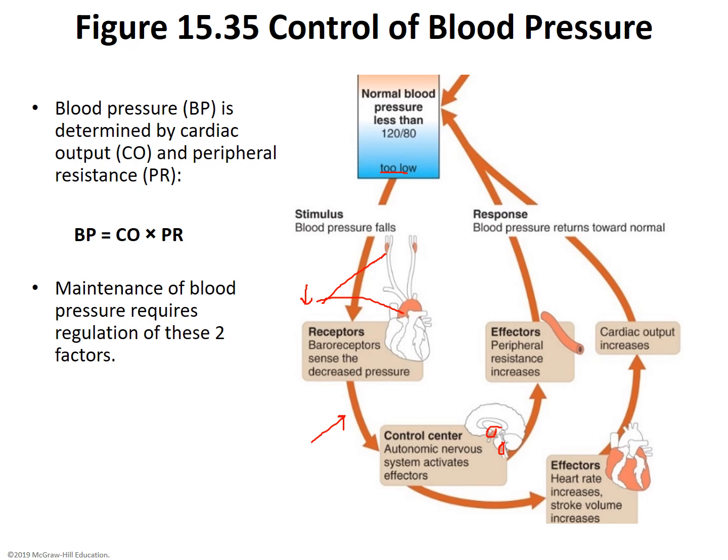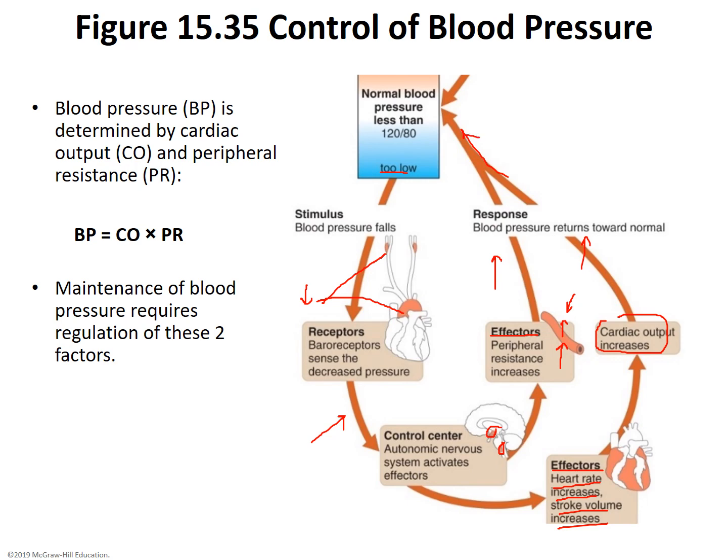These are going to activate effectors, right? Effectors are what are going to be used to change things. One of the effectors, again, is blood vessels. They're going to vasoconstrict. They're going to get smaller. That's going to increase blood pressure because it increases resistance. The other effector is the heart. It's going to increase heart rate, and that increases stroke volume, and that causes the cardiac output to increase, and then again, increases blood pressure, and we get back to normal. This is going on all the time.